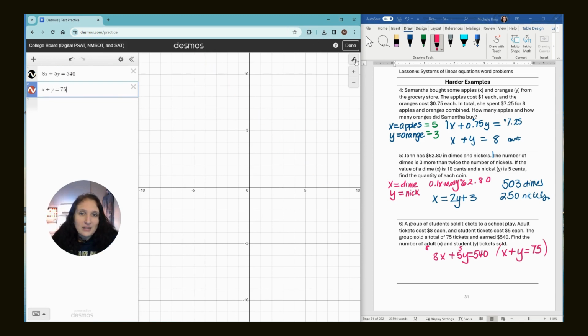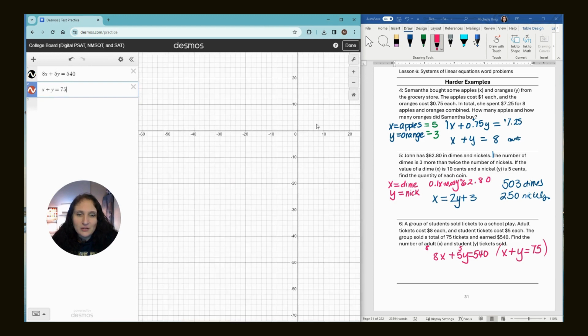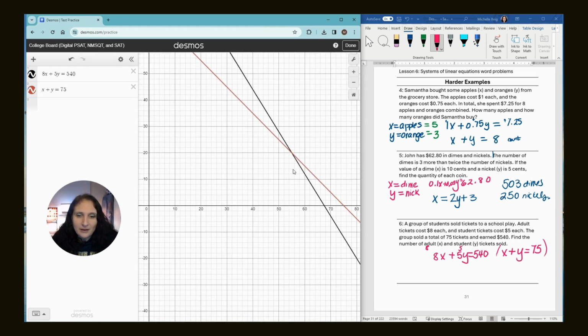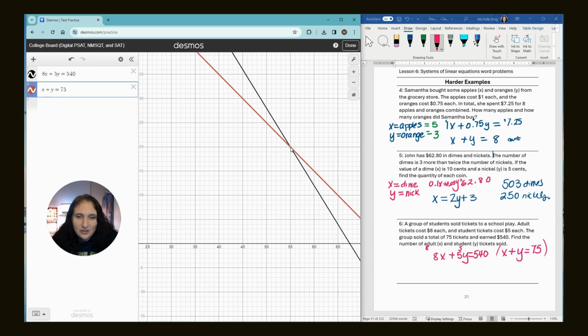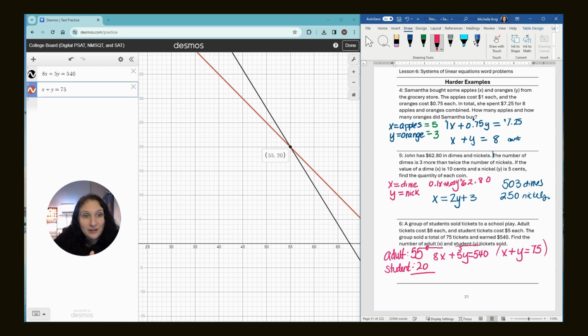So I don't see anything here. I can just use my scroll button and look for it that way. Or I could just change it, but I have 55 and 20. So what does that mean? Well, adult is X. So my adult number is 55. My student is Y. So my student value is 20. And that's it.